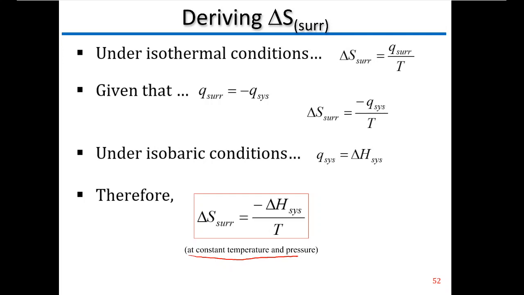Okay, so this is important. So we're not changing our temperature or not changing our pressure. So if we want to calculate delta S of the surroundings, we're going to use this equation. So minus enthalpy of the system over temperature.